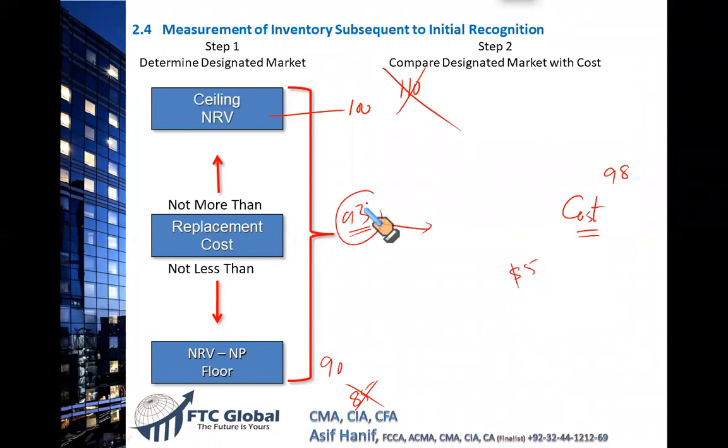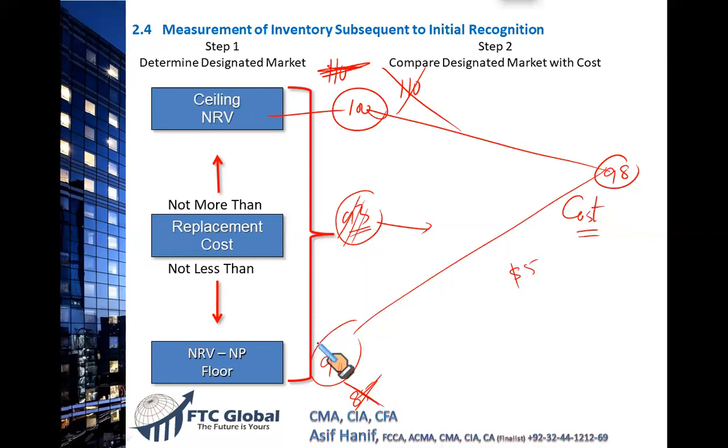But let's say your replacement cost is not 93, your replacement cost is 110, above the ceiling. We will ignore 110, then we will compare our 98 with the ceiling. If your replacement cost is below the floor, 85, then we will ignore the replacement cost, then we will compare our 98 with 90. This is the method given as per your textbook, as per the different accounting literature, based upon the US GAAP.